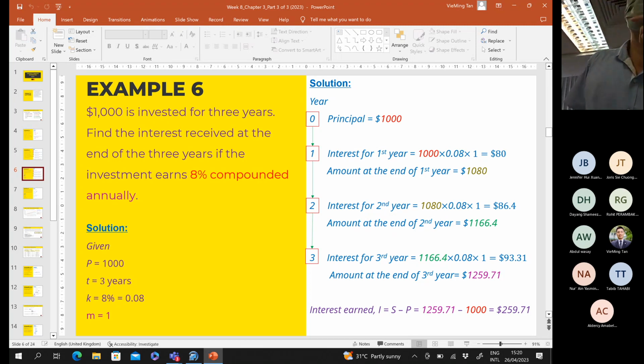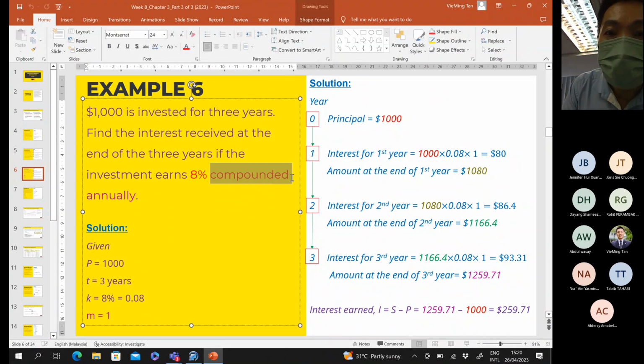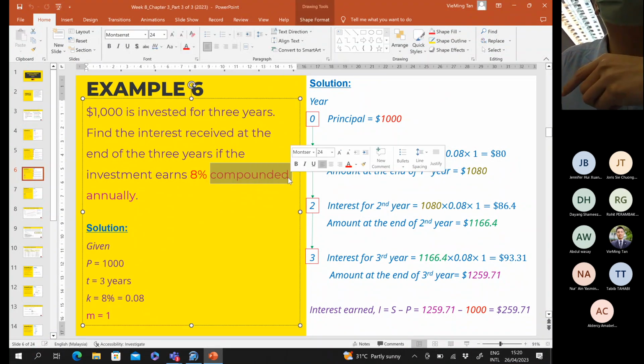P is 1,000. Now you're asked to find the interest received at the end of year 3 if the investment earns 8% compound annually. So what is the new thing now? The new thing is that the interest rate now is a compound interest rate. How do we know it's compound interest rate? Because of this word. This is the keyword, compound. So that means this 8% is the compound interest rate. This is no longer the simple interest rate. It's still an interest rate, but it's a compound interest rate.